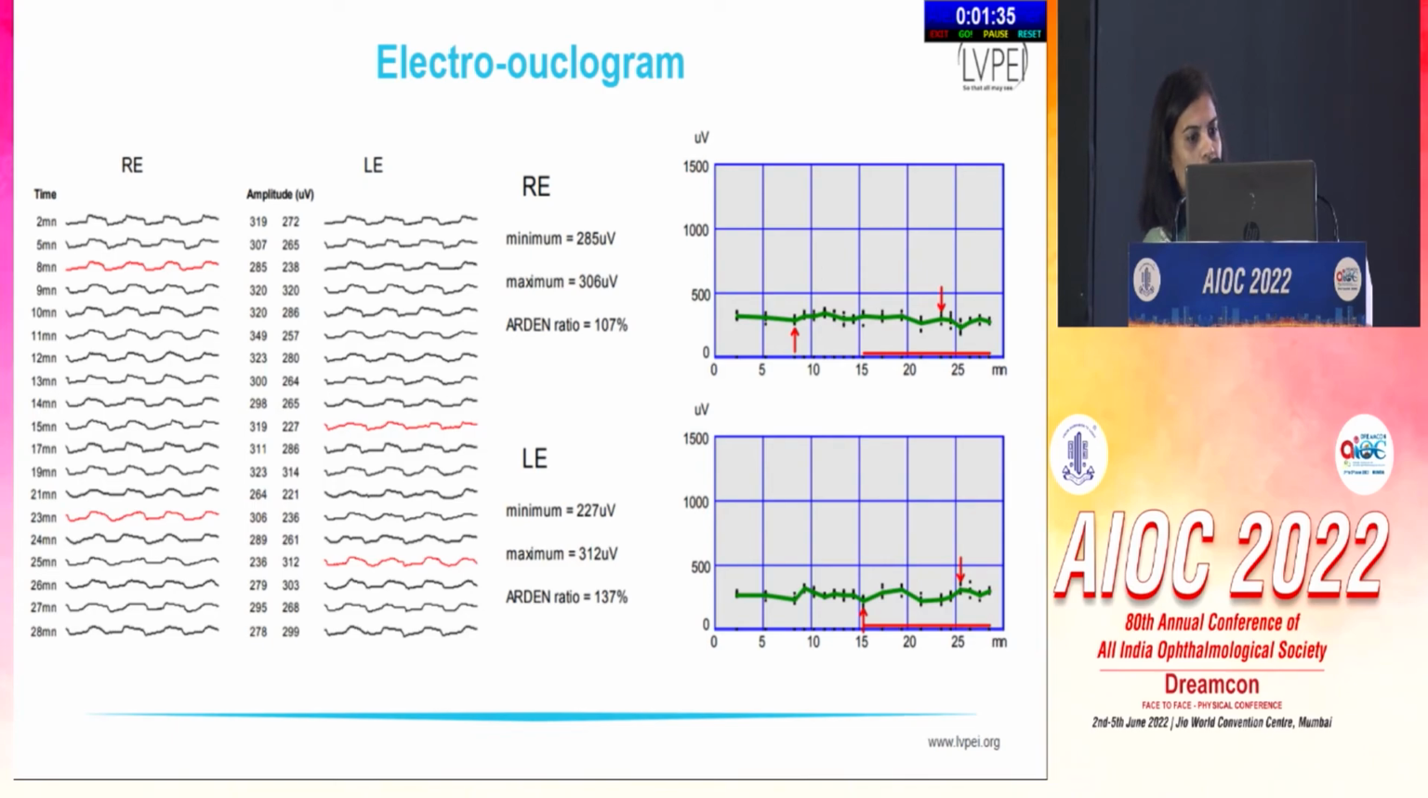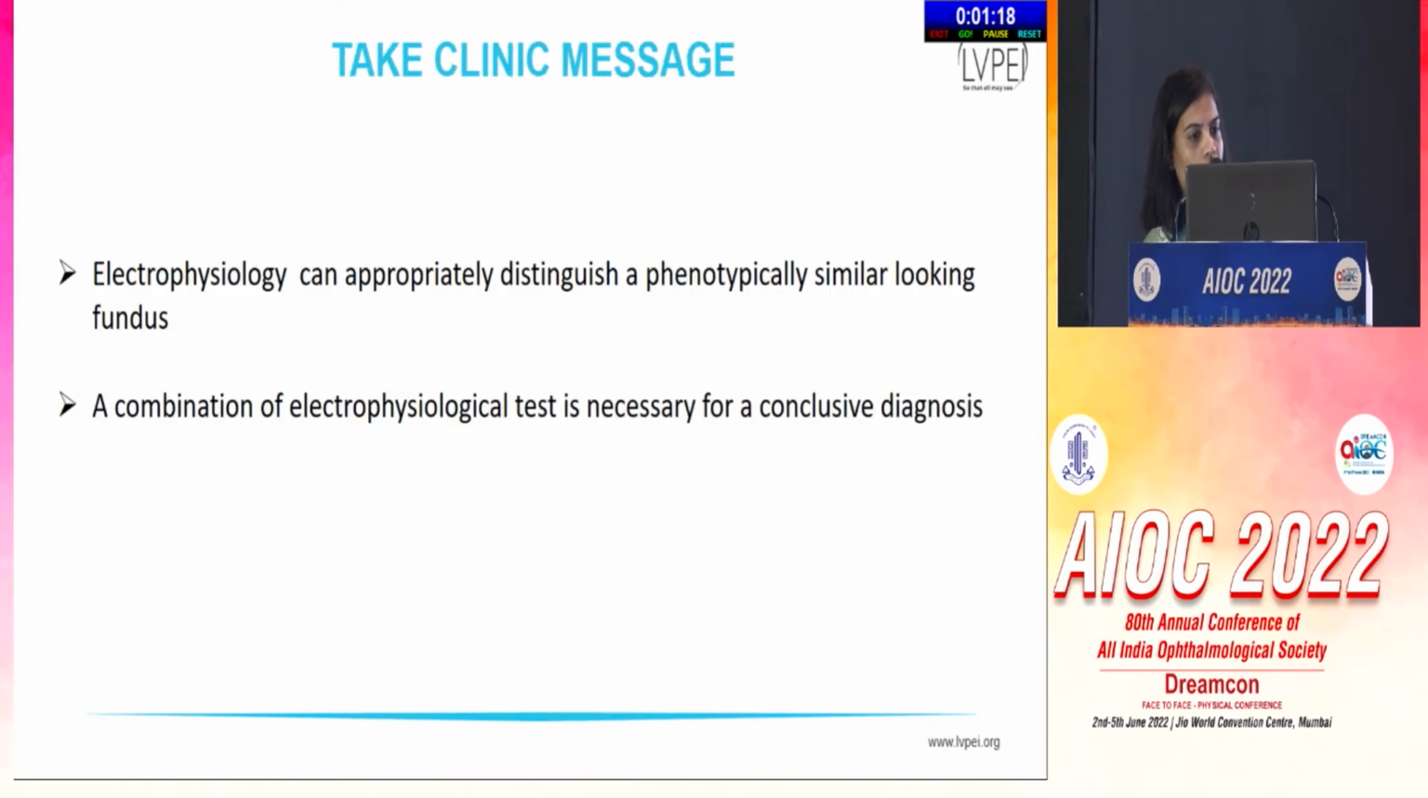So with all the fundus features and the electrophysiological tests, the most provisional diagnosis we can come to is autosomal recessive dystrophinopathy. Of course, we have to do the genetic confirmation of the BEST1 gene to confirm this. My take-home message from this case is that electrophysiology can appropriately distinguish a phenotypically similar looking fundus, and a combination of electrophysiological tests is necessary for a conclusive diagnosis.